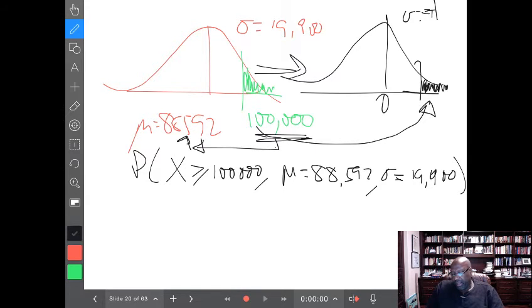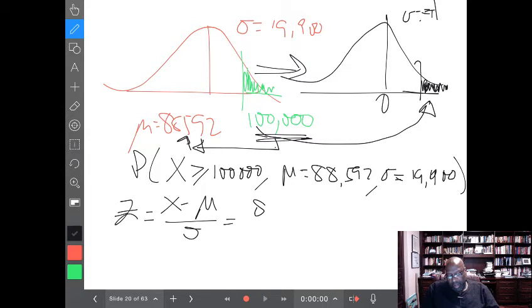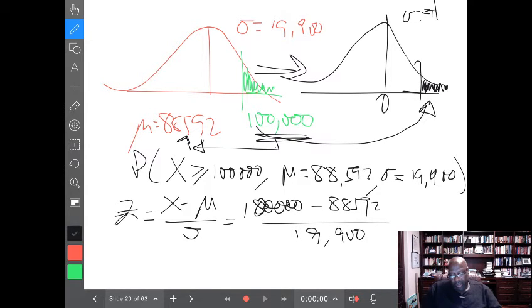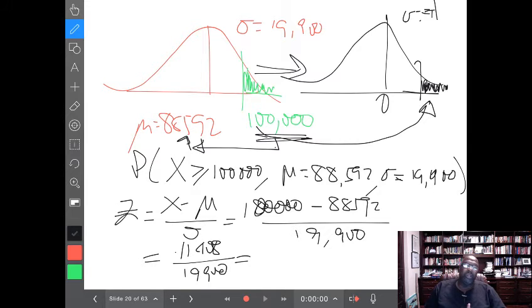So the number of standard deviations is x minus mu over sigma, which is basically 100,000 is our x, minus 88,592, and we have to divide by 19,900. So if we do that, what do we get? So we have 11,408. So this is 11,408 divided by 19,900, and that will give us our z value. We simply look that value up in the table, and remember our table will give us the area to the left, so we must subtract that area from 1 to give us the area to the right.